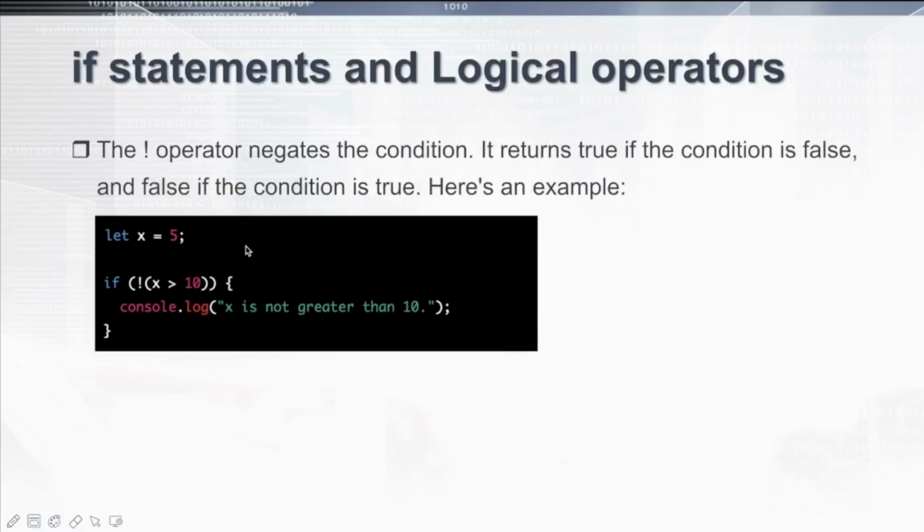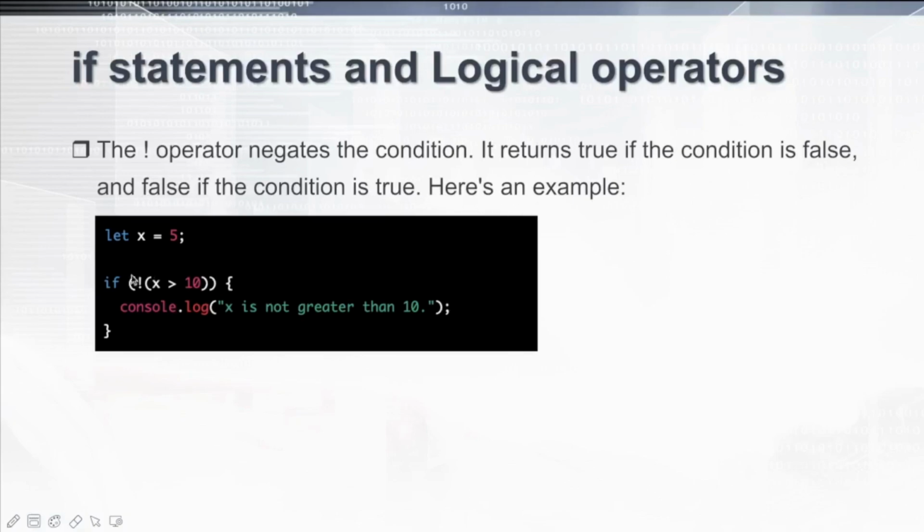The NOT operator is used like this. You can see how it's used here. The NOT operator negates the condition, so it gives you the opposite of your condition. If your condition is true, then you end up with a false, and if your condition is false, you end up with a true. So it returns true if the condition is false and false if the condition is true.